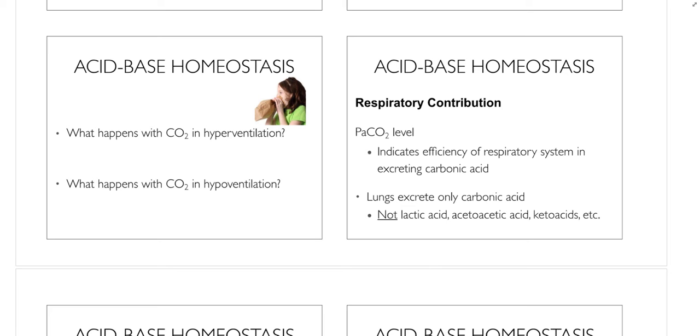So when we read a CO2 level on an ABG, we use that to indicate what kind of efficiency the respiratory system has in getting rid of acid, in getting rid of carbonic acid, though normally it's not measured as carbonic acid. It's looking to see how well the lungs are functioning and doing their work.